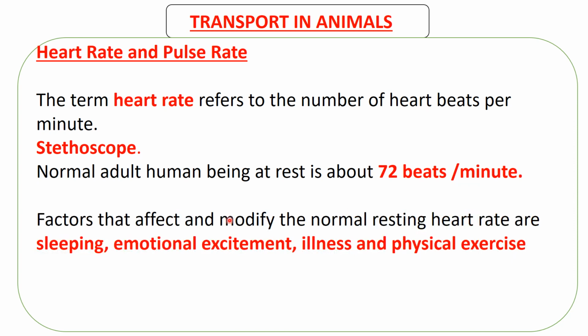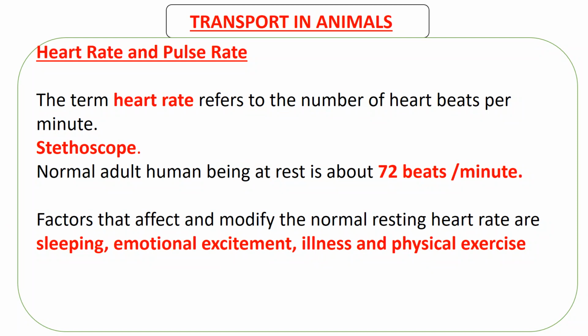There are some factors that affect or modify the normal resting heart rate, and this includes sleeping, emotional excitement, illness, and physical exercise. Sleeping, emotional excitement, and physical exercise can increase the heartbeat, while illness can reduce the heartbeat, depending on the type of illness, of course.